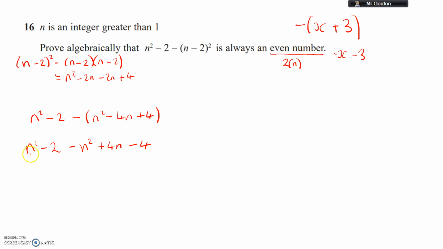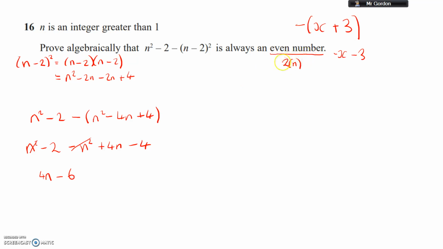Hopefully there's some things that will cancel out. So you've got n squared here and a minus n squared there, so they're going to go. And you've got 4n, no other n's, so we've got 4n, minus 2 minus 4, that's minus 6. So that's our final expression. And we need to show that this is always an even number.